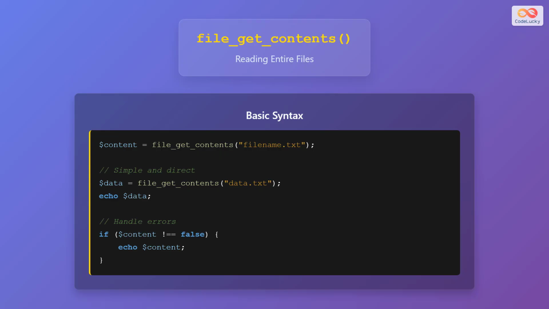The file_get_contents function is simple and direct. We simply assign the results of the function to a variable, and then echo the variable. It's also important to handle errors by checking if the content variable is not equal to false before echoing the content variable.